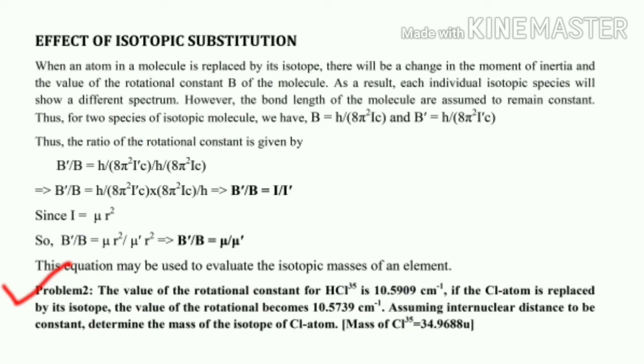I am giving you some hints on how to solve this problem. Here the values of B and B dash are given. Consider the value of B is equal to 10.5909 and the value of B dash is equal to 10.5739. You determine the reduced mass of HCl-35, mu is equal to m1 into m2 divided by m1 plus m2. Then you use this relation B dash by B is equal to mu by mu dash to evaluate the value of mu dash. Now from the value of mu dash you can easily calculate the mass of the isotope of the chlorine atom. Okay, try to solve this problem. If you find any difficulty, I'll help you.